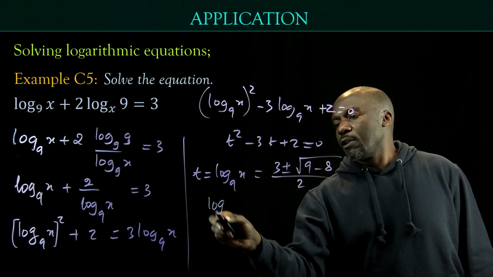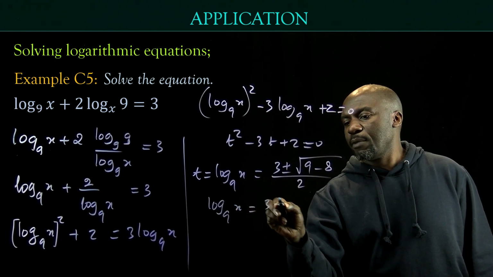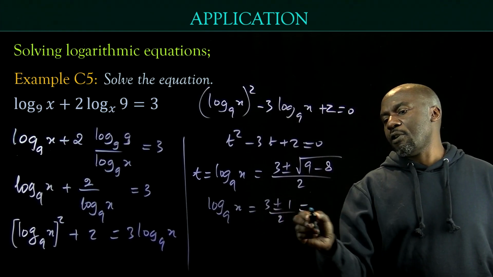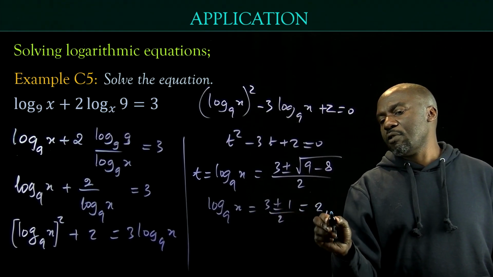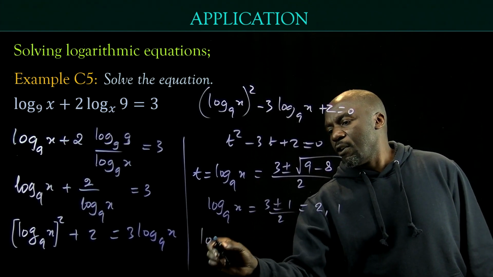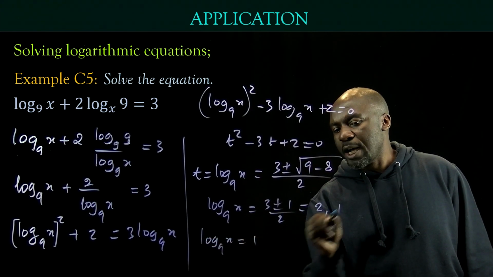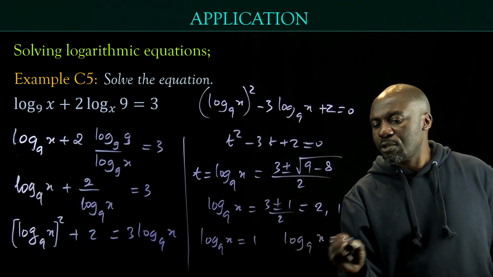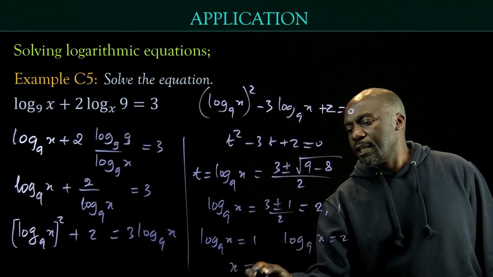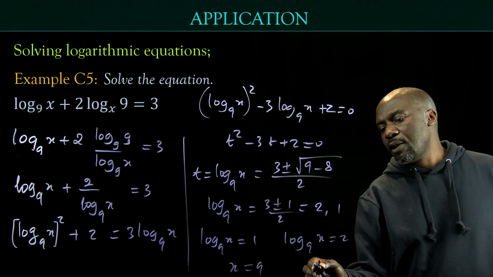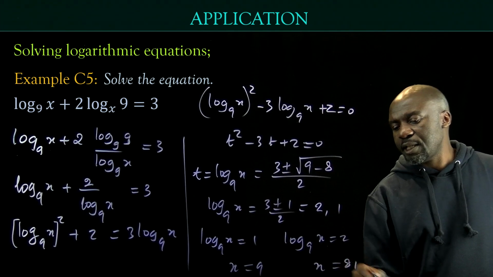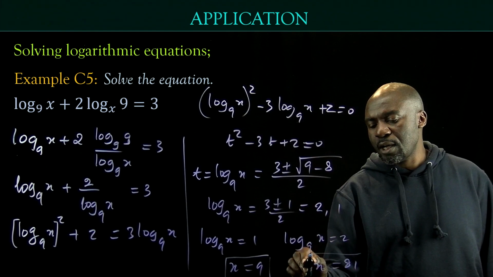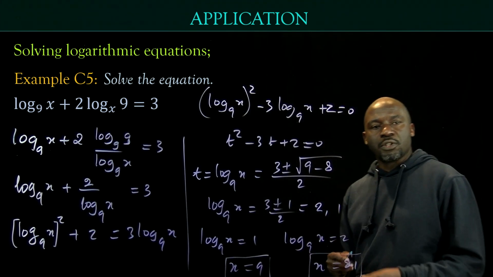So log to base 9 of x is 3 plus or minus 1, over 2, which is what? 4 over 2 is 2, and 2 over 2 is 1. So we are saying log to base 9 of x is 1, or log to base 9 of x is 2. So from here, x is 9, or x is 9 squared, which is 81. And these are the solutions of the logarithmic equation that was given to us.